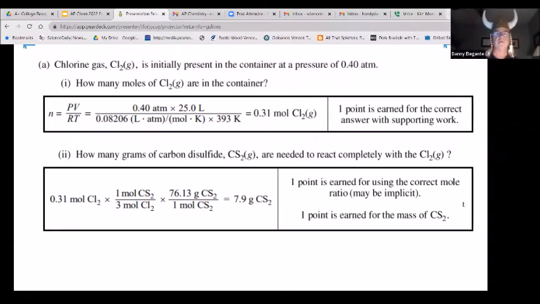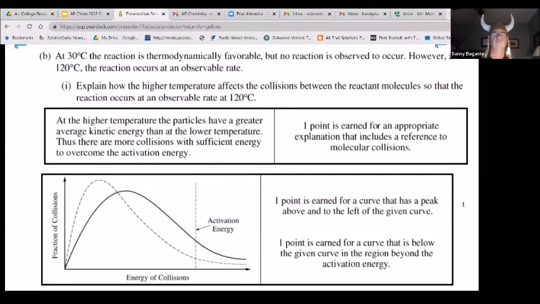All right, so that was part A. 3 points, 3 points. All right, good. So for part B, what did you have to do to earn that point about collisions? All right. They have a greater average kinetic energy than the lower temperature. There are more collisions with sufficient energy to overcome the activation energy.